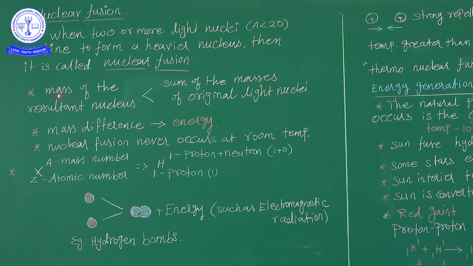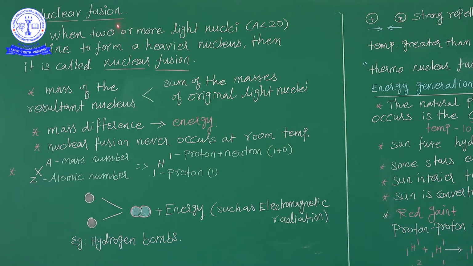The mass of the resultant nucleus is less than the sum of the masses of the original light nuclei. So where is the mass difference? See the mass difference. This is a very small value. What happens to the mass difference? The mass difference is converted into energy, that means electromagnetic radiation.